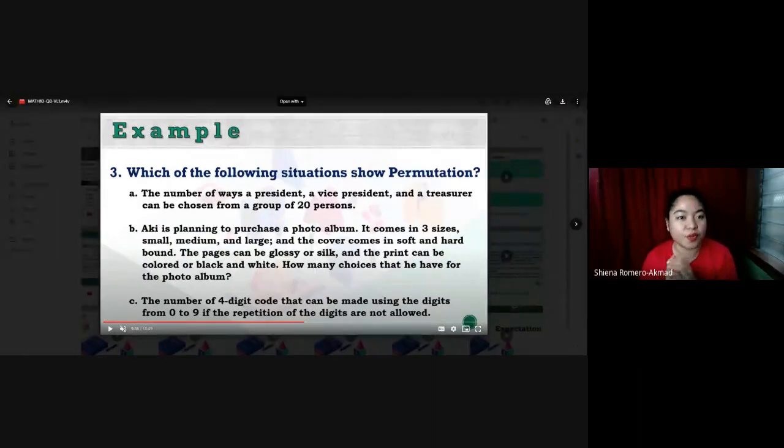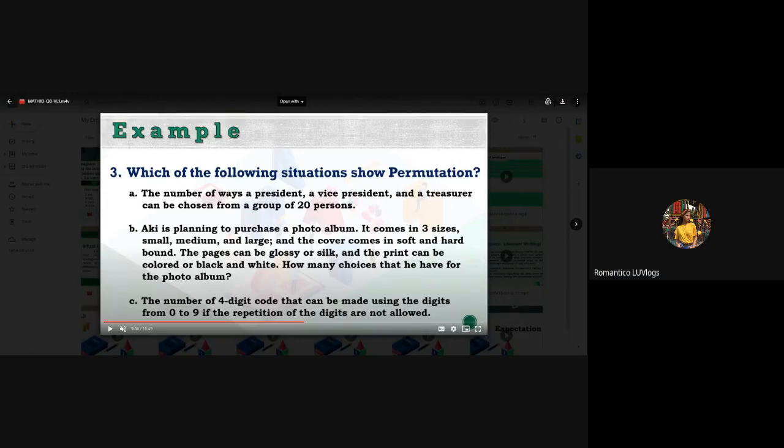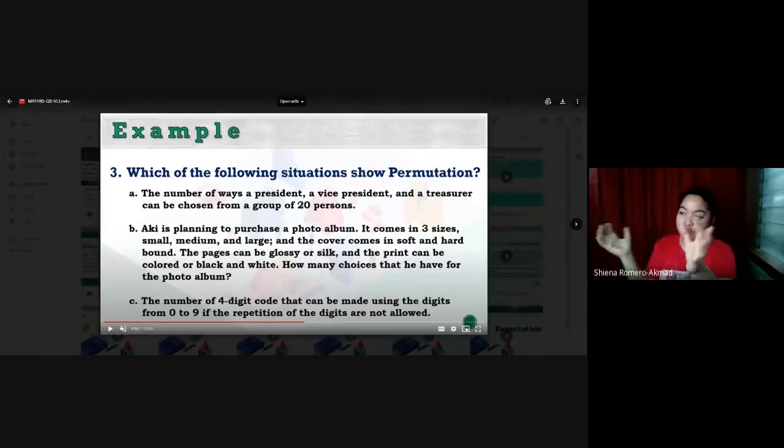How about in letter A? There is a certain group also. Group of what? How many persons? 20. So this group, which comprises 20 persons, is where we choose from. We chose from only one group. When that is the situation given, that is already permutation, and you are arranging because of the positions. What are the positions? President, Vice President, Treasurer.